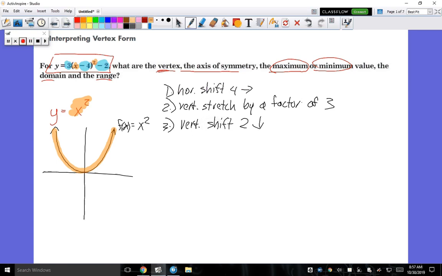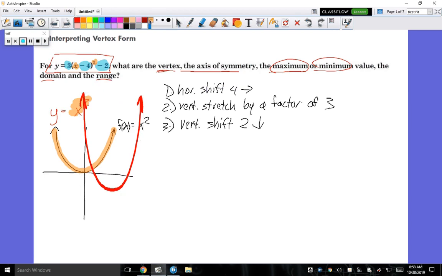2 units down. Okay, so if I did that to this graph, it'll look something like this. Let me go ahead and see if I can do it like this so you can see it. So we'll say there, red. How close am I? Pretty close. Alright, so that's the default. That's where you start. Okay? So it's going to be shifted 4 to the right, 1, 2, 3, 4, and then stretched vertically by a factor of 3, and then shift 2 units down.